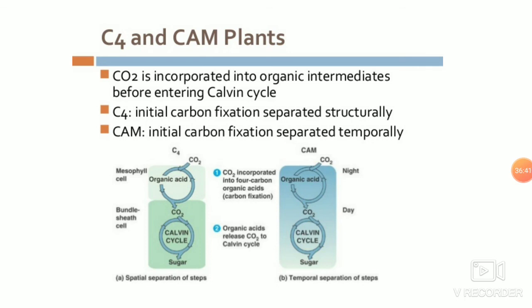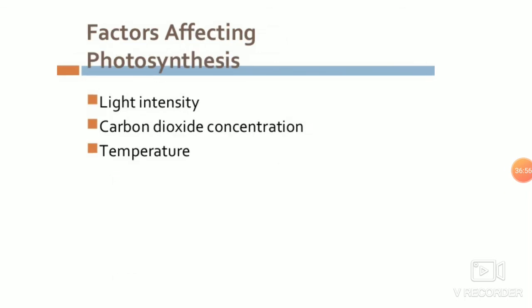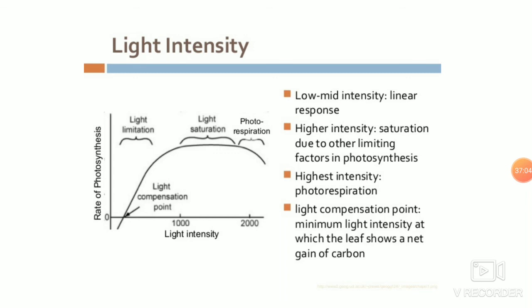So in C4 plants, carbon fixation is separated structurally. In CAM plants, initial carbon fixation is separated temporally. So in the same cells, temporal separation is there. The factors which affect photosynthesis are light intensity, carbon dioxide concentration, and temperature. If you increase the light intensity, there is a saturation maximum up to which photosynthetic activity increases, and then it reaches saturation, and if you further increase the light intensity, photosynthesis stops because the intensity is not absorbed.